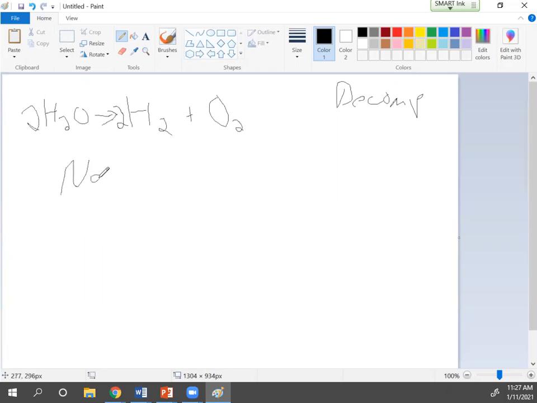Next one. NaCl plus O2. Synthesis or decomposition? Why? Right now, those are my only options, synthesis and decomposition. We know decomposition only has one reactant. So this is a synthesis reaction. Only two today, yes. So this is a synthesis reaction.